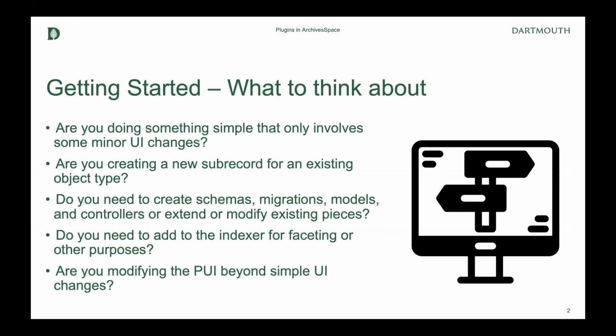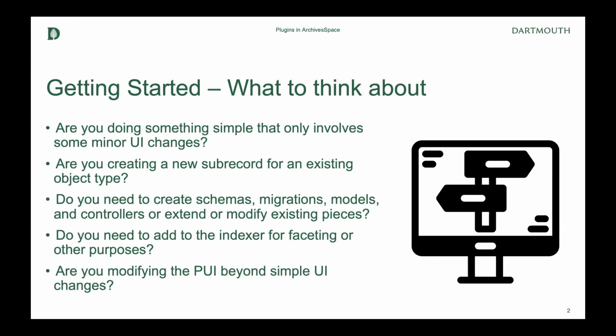Are you doing something simple? By simple, typically you're talking about minor changes to the UI. You might want to change a color in the staff view or the public interface. You might want to change a label somewhere. Those are pretty simple things that you can override pretty quickly. The next level of complexity is, are you adding data, like a simple subrecord to an existing object? Do you want to add another piece of data to, say, a resource or an accession?